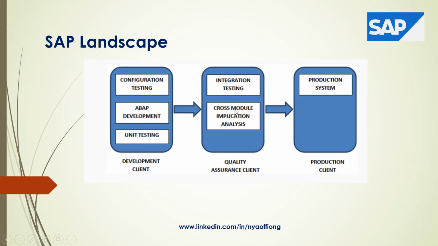Now, in the quality assurance, this is where integration testing and cross-module implication analysis are carried out. After this, when the whole testing is fine and confirmed, it is then moved to the production system. The production system is the live system where the day-to-day activities are carried out.